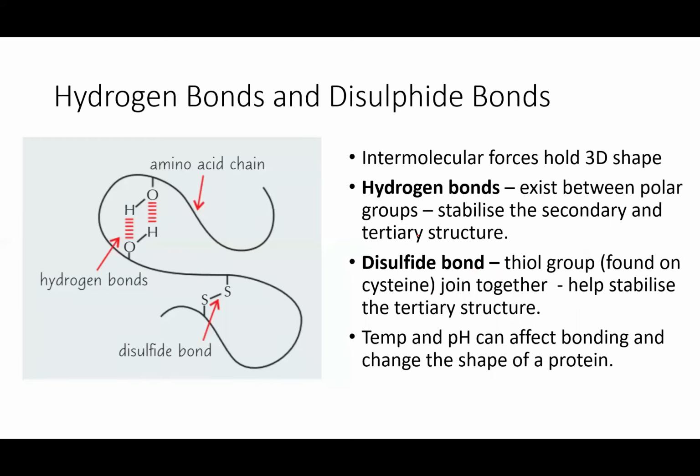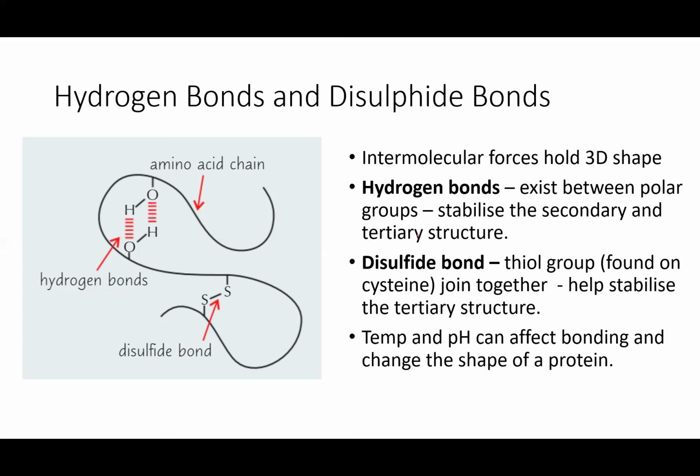So hydrogen bonds and disulfide bonds, they're great. They actually help keep proteins in their specific shapes. So that's the secondary and tertiary structures we've just looked at. They're formed by intermolecular forces.